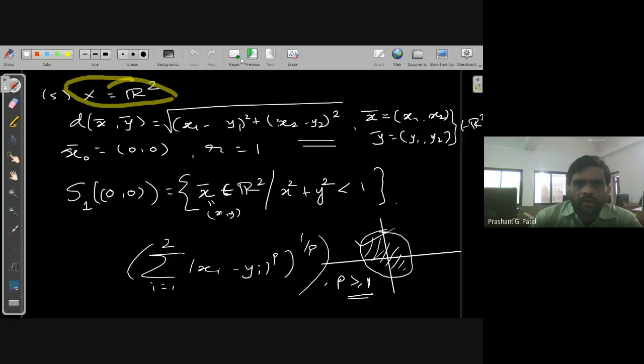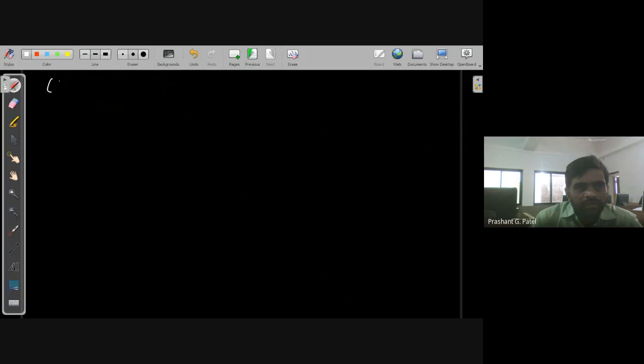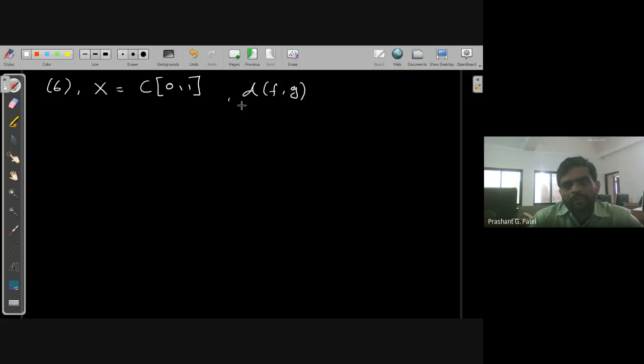Now let us talk about the next example. That is the other metric space which we have seen, C[0,1]. C[0,1] is the set of all real valued continuous functions defined on the closed interval [0, 1], and on that set we have defined this metric, d(f, g), which is the supremum of |f(x) minus g(x)| for all x belonging to the closed interval [0, 1]. This is the metric we have defined on it.